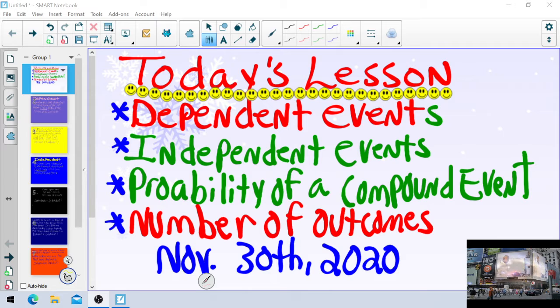Let's start with today's lesson. Today's lesson is dealing with probability, dependent events, independent events, probability of a compound event, and number of outcomes. November 30th, 2020. Make sure you're taking notes because you're going to have some IXLs to do, and you're probably going to have one assignment to do already. You guys ready? Let's do it.